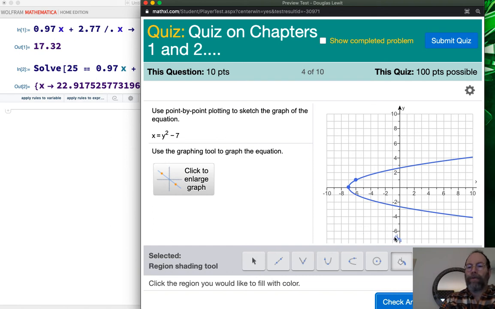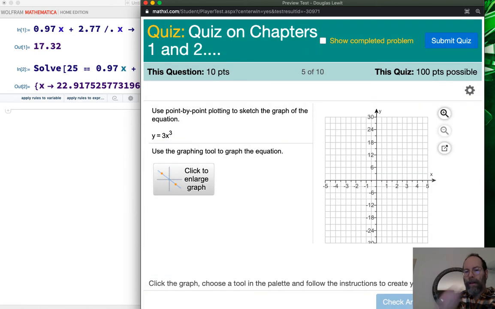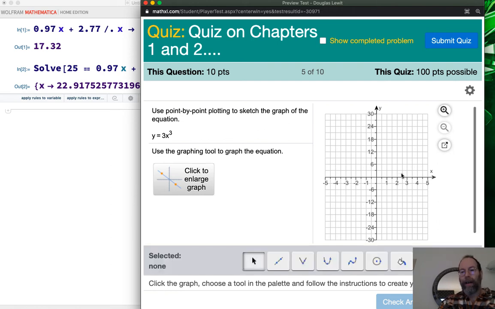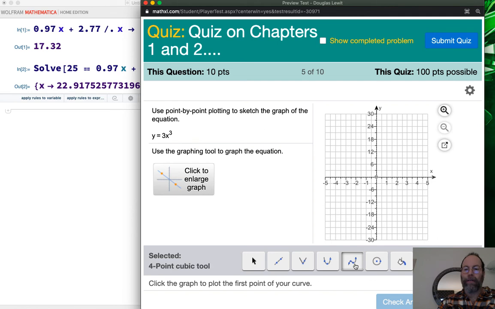Let's move on to the next question. Use point-by-point plotting to sketch the graph of the equation y is equal to 3x cubed. This one I think is even easier than the last one. So the axis of symmetry is the y-axis. We're going to click on the graph and click on the icon that represents the cubic polynomial. So if x is 0, y is 0. Now you actually need 4 points to graph a cubic polynomial.